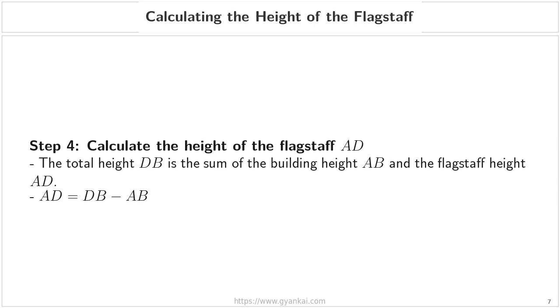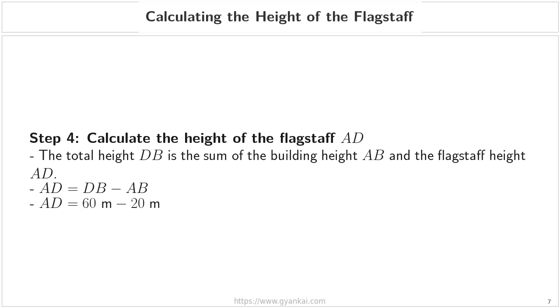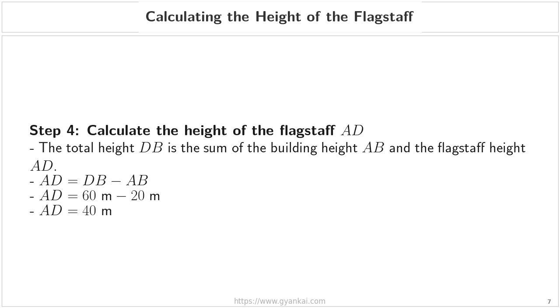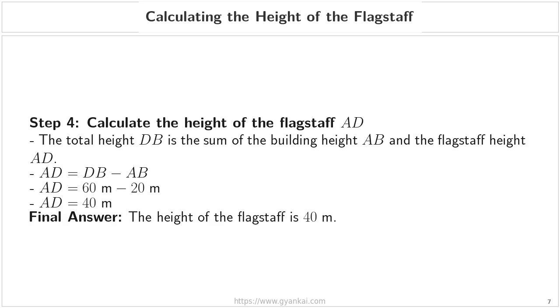To isolate just the flagstaff, we need to use the subtraction method I mentioned in our strategy earlier. So, the height of the flagstaff, AD, equals the total height, DB, minus the height of the building, AB. Plugging in our values from the previous steps, we have AD equals 60 meters minus 20 meters. This leaves us with a final result of AD equals 40 meters. So our final answer is, the height of the flagstaff is 40 meters.